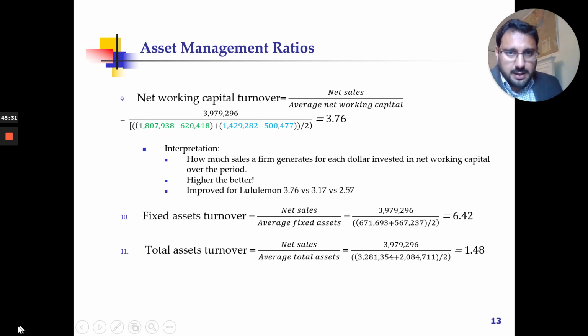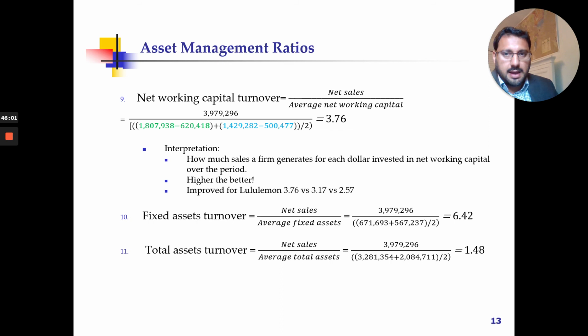So over here we are again linking one item from the income statement with one item from the balance sheet. The net working capital turnover means that for each dollar of investment in the net working capital, how much in sales that dollar of net working capital is generating.